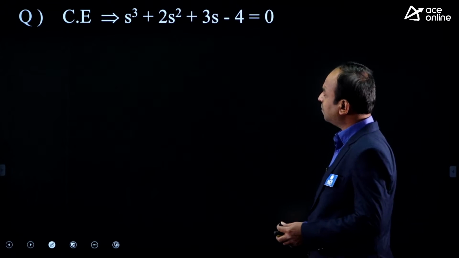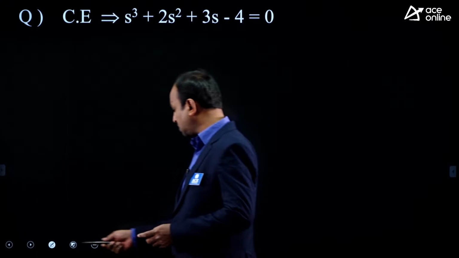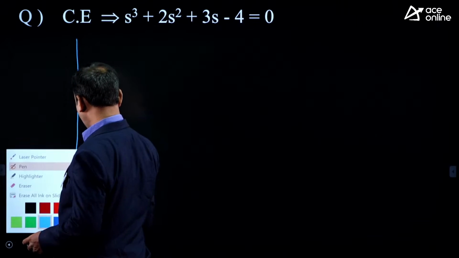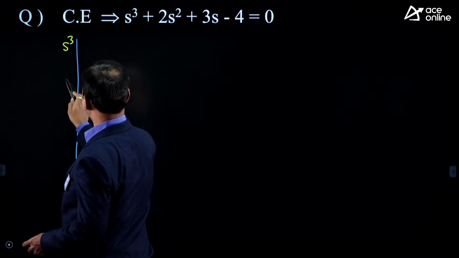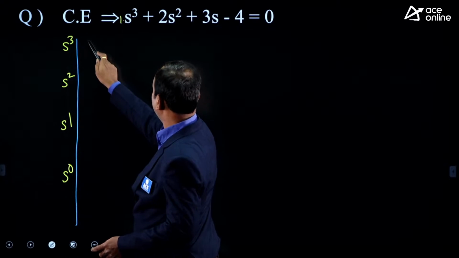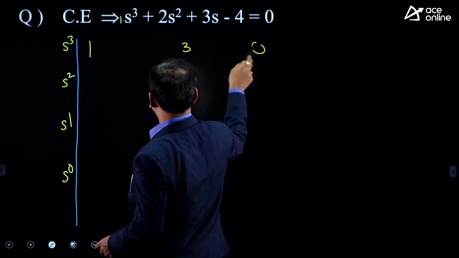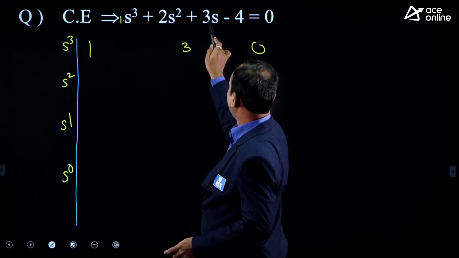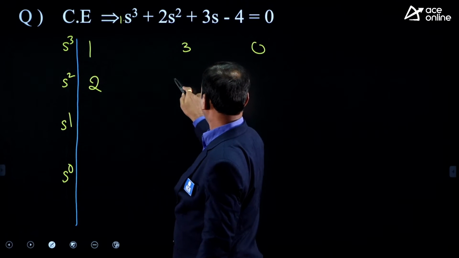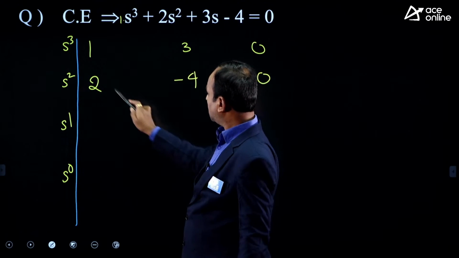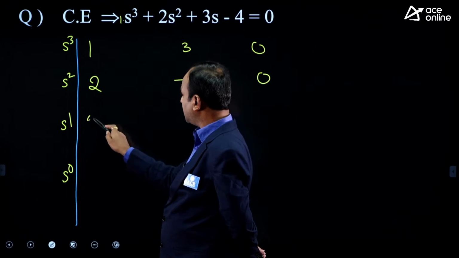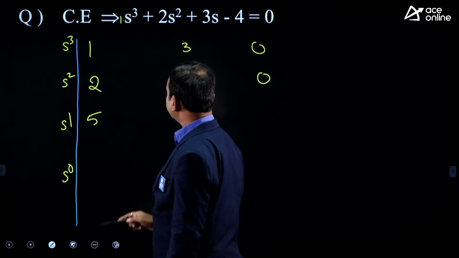Come on, solve this question, whether it is stable or unstable. One more question here from a practice point of view. Now tell me, this is s cubed, s squared, s to the 1, s to the 0. The coefficients are 1, 3, 0. Odd numbers 1, 3, no number so 0. Again even numbers start with s squared, coefficients 2, minus 4, 0. Now 2 times 3 is 6, minus of minus 10, 10 upon 2, this element is 5. Now this element is 0.